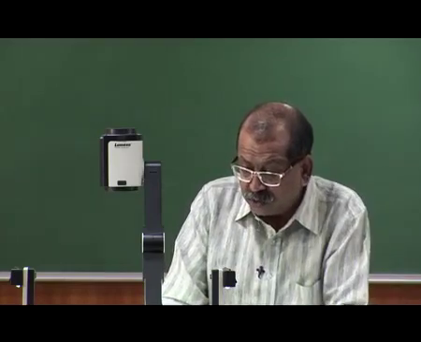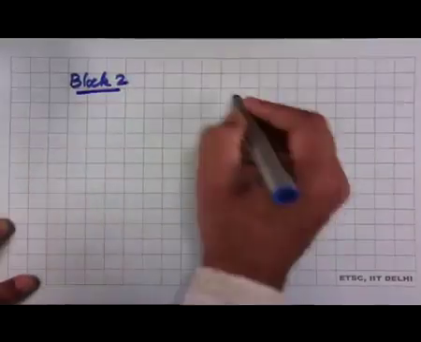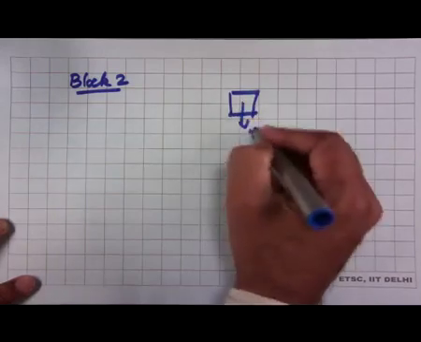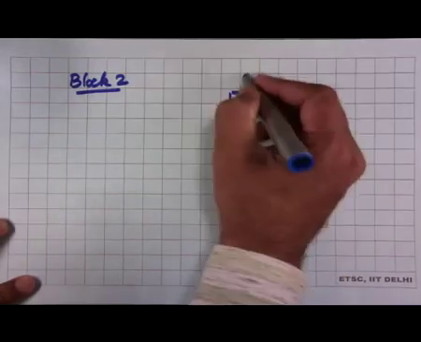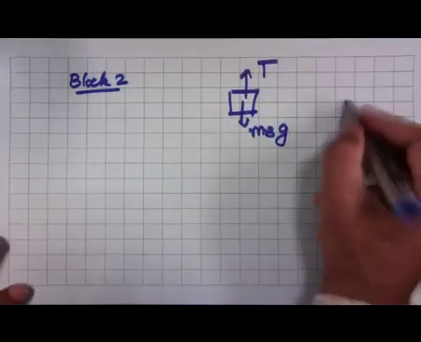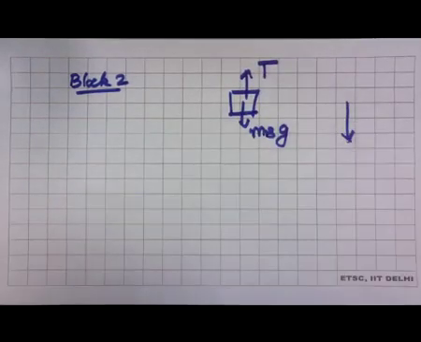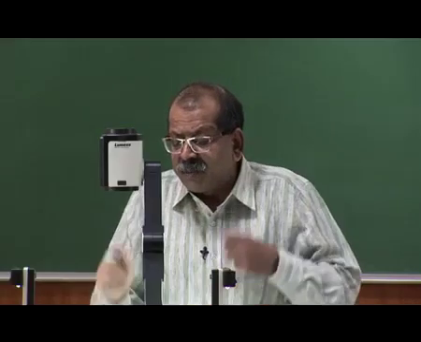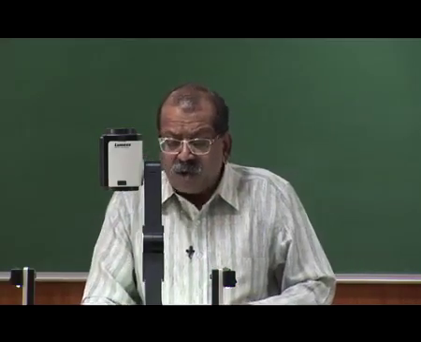Now, we move to block 2. If we draw the free body diagram of block 2, we have its weight m_B g acting down and tension T acting up, and the block is moving down. So, this is the free body diagram of the block, and even if you do not draw the free body diagram, when you apply the work energy principle, make a mental note, you have to do this exercise.